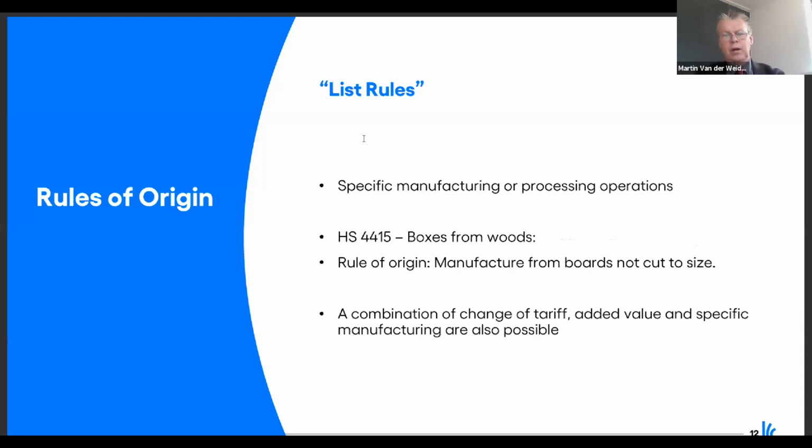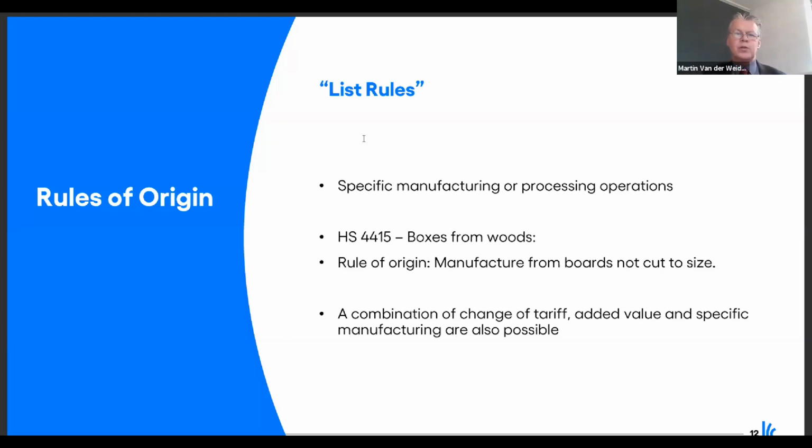Then we have for certain products, textiles, for example, but in my example, it's a box from wood. It's not a change of tariff heading. It's not an added value, but it is a specific processing operation. In this case, if you are making the boxes from wood, you need to make it from boards that are not cut to size. So what you need to do, you need the boards to cut them on the right size, then you put it as a box and you're finished. So this is quite a simple rule. But for textiles, you see these processing operations quite a lot, and they are quite complex. In this case, if you're buying your boards already on the right size, and your boards do not have the origin that is needed, again, you are not qualifying for a certificate of origin and you cannot claim preferential origin.